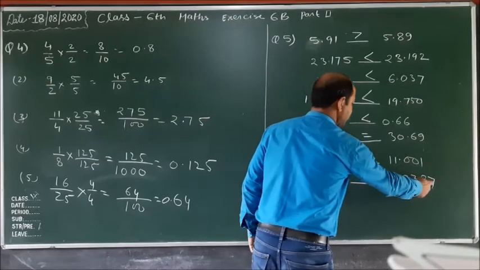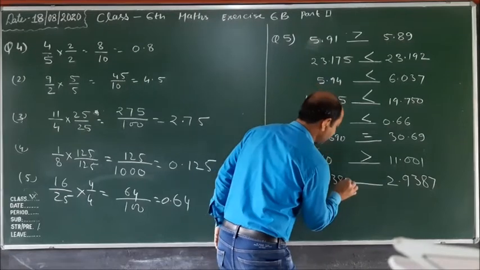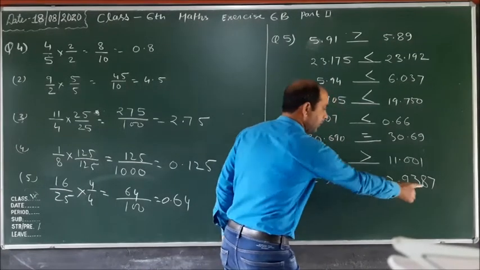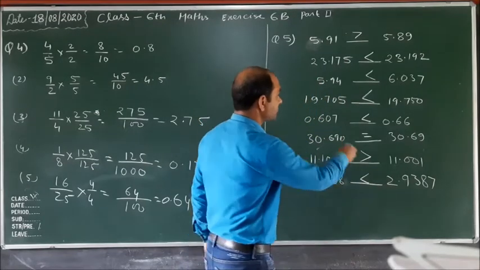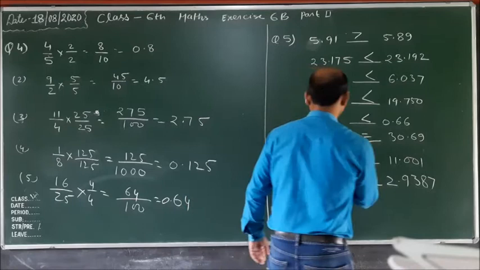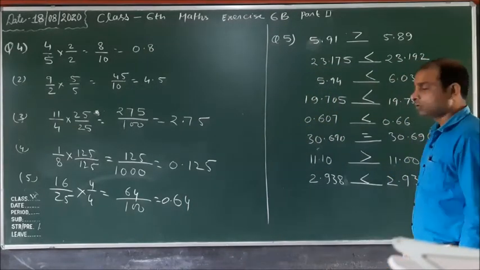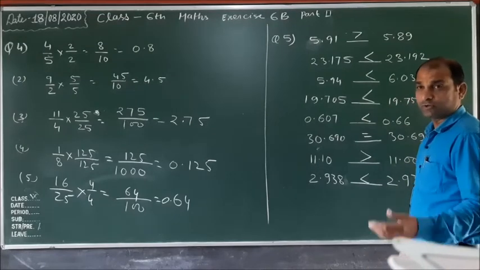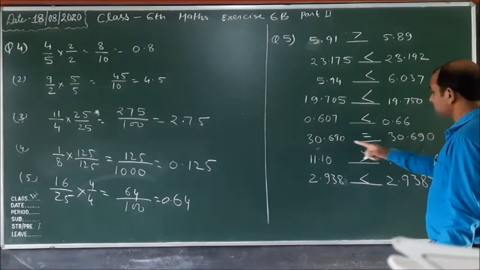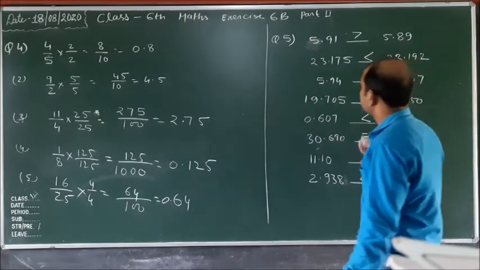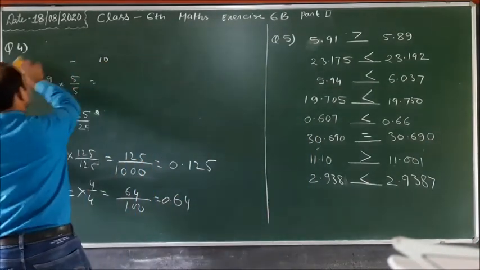Now 2.938, here 7, here not any number. We change it to like decimals. If we change it to like decimals, so here 0 and here 7. So this decimal is greater. Here also we can change to like decimals, here 690. Here we add a 0. I told you how we change to like decimals. So we change it to like decimals, then it is equal. So dear children, question number 5 is completed. Now question number 6.